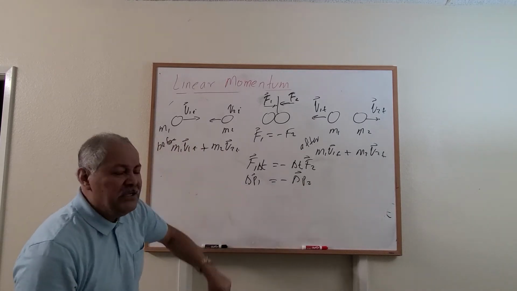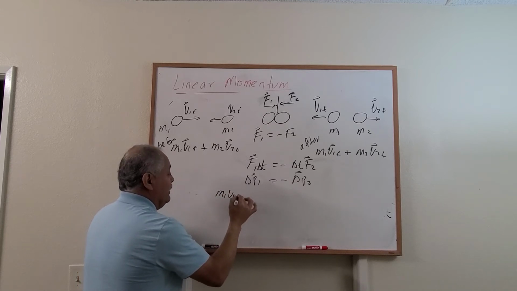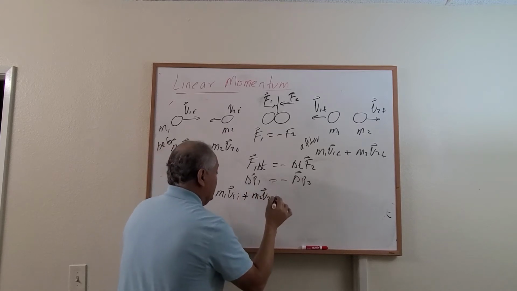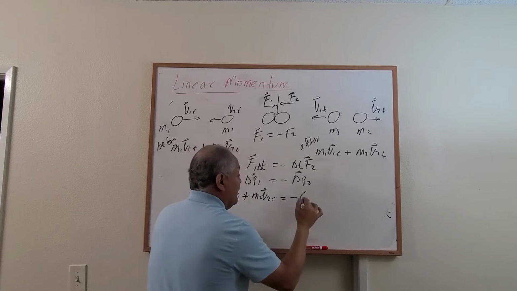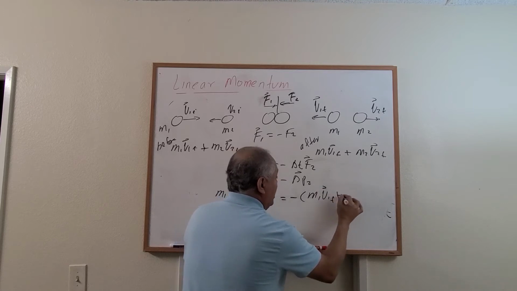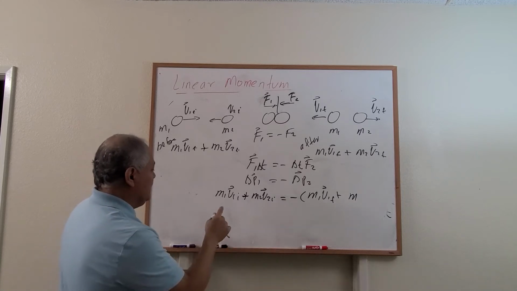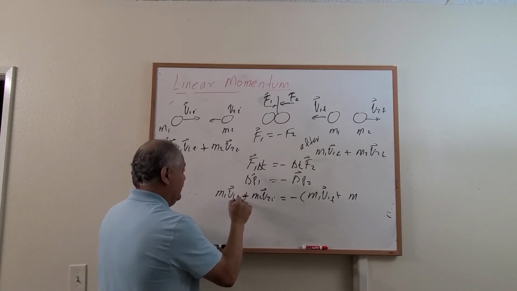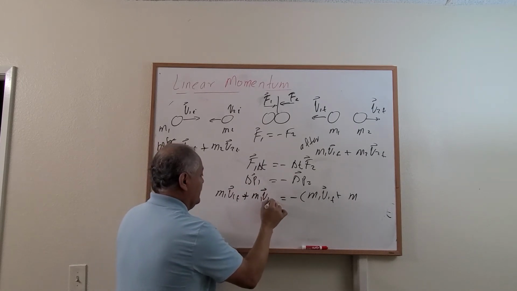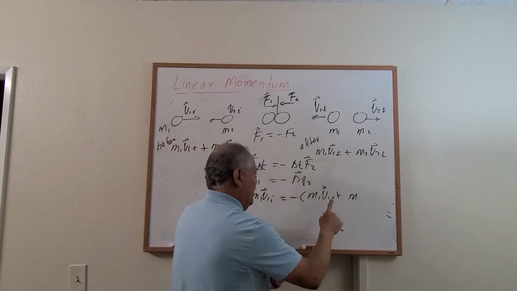But how do we define change in momentum? Well, the change in momentum is m1 v1 final minus initial, because it's a change, not plus. So the change for particle 1 is m1 times v1 final minus v1 initial, equals negative the change for particle 2, m2 times v2 final minus v2 initial.